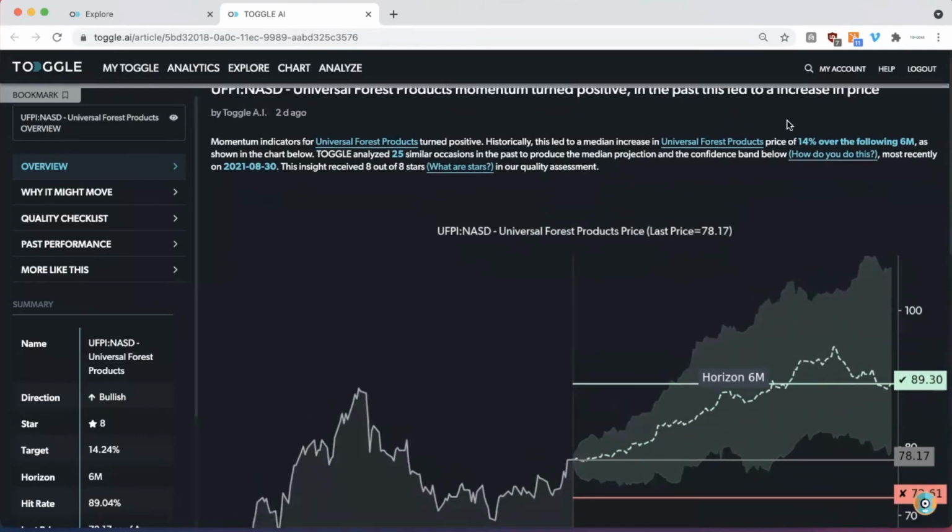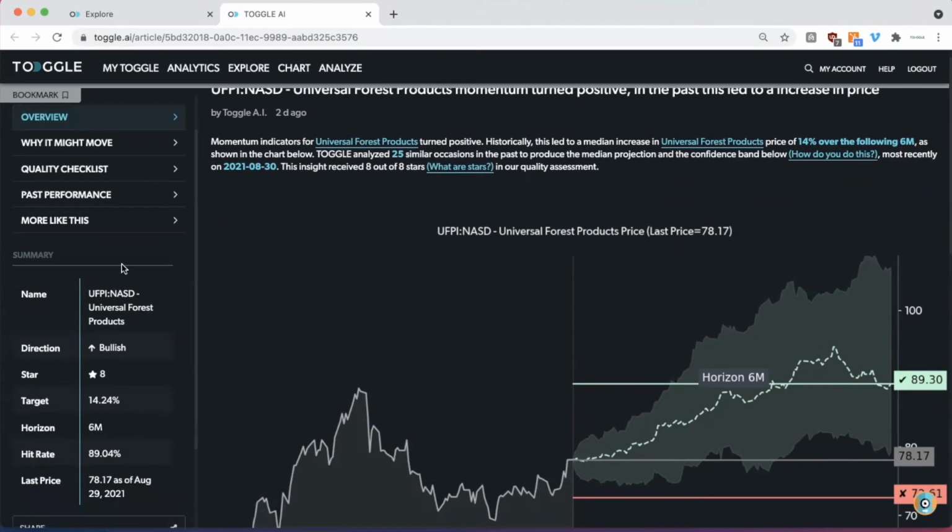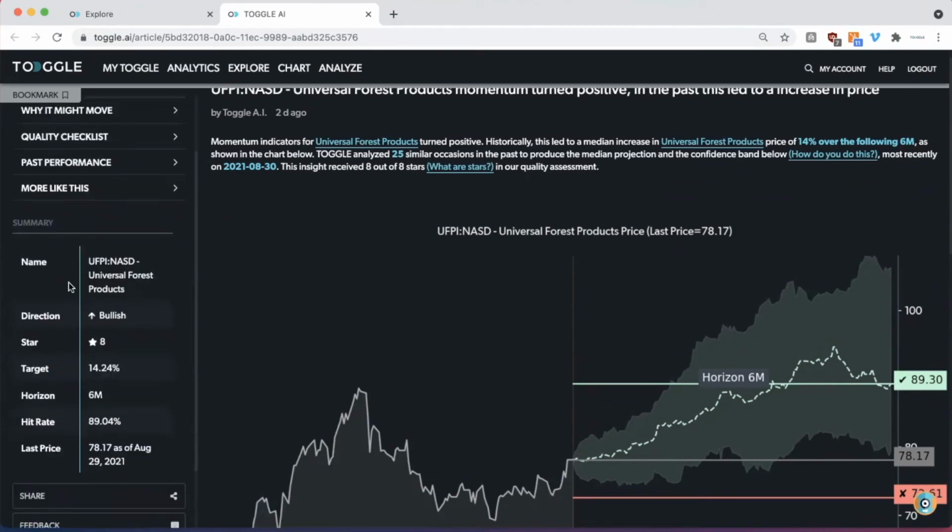You can either look at the information over here for that, or we've made that super easy for you by looking at the summary on the left side, which tells you everything you need to know about this insight. So this is an 8-star insight. Toggle is predicting a 14.24% return over the next 6 months.